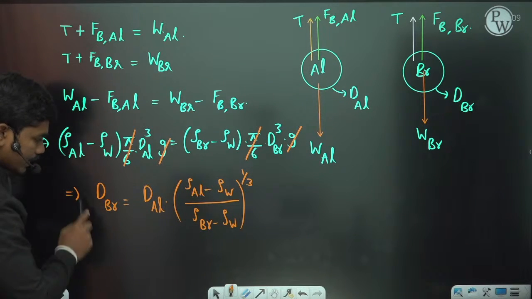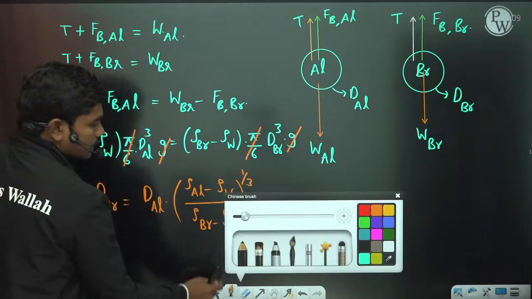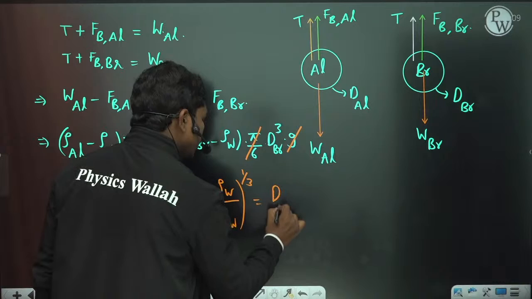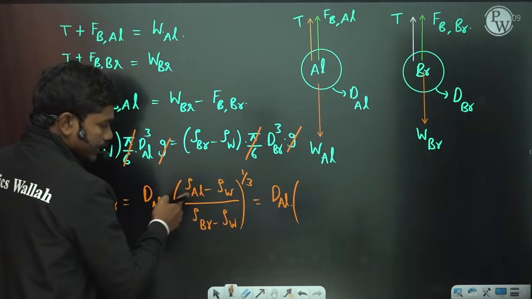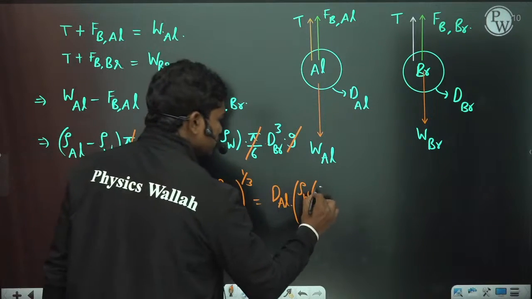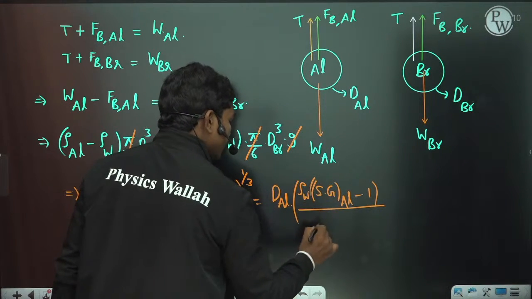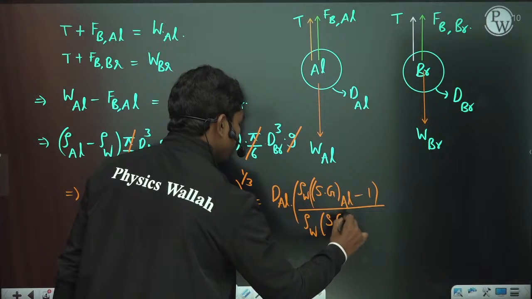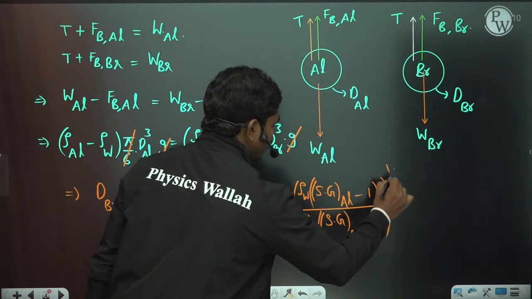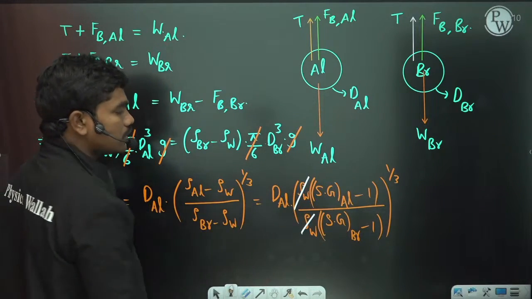Looking at the dimensions, what they are asking you, you will substitute this d aluminum value. But densities are not directly given. So we can take the density of water common in both the terms and cancel. Taking density of water out, we have density of water times the density of aluminum by density of water, which is nothing but the specific gravity of aluminum, minus 1, divided by density of water times the specific gravity of the brass ball minus 1, whole to the power 1 by 3. The density of water gets cancelled out, and we have all the 3 values needed to evaluate this equation.